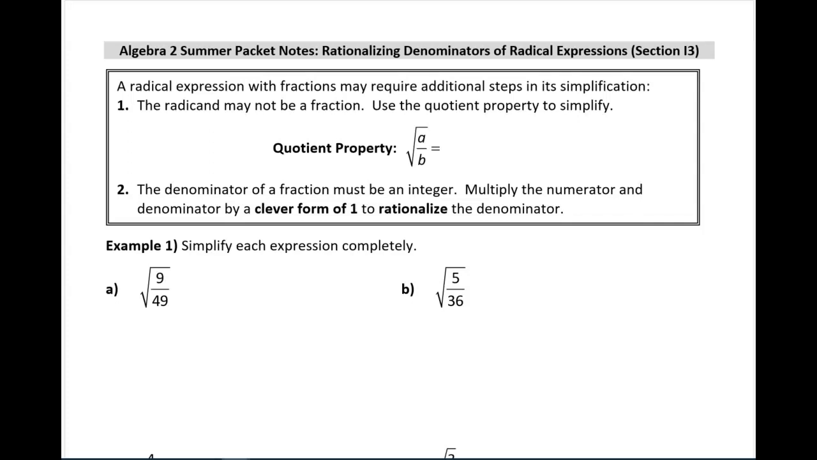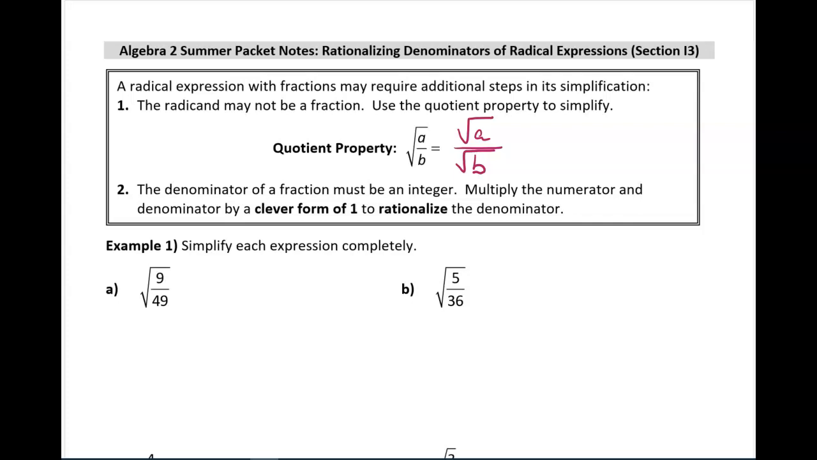In this last section, we'll deal with fractions and radical expressions. So the rules of simplifying say that you cannot have a radicand, or the inside of a radical, that's a fraction. So if you do, we're going to use the quotient property to simplify. In other words, the square root of a over b is equal to the square root of a over the square root of b.